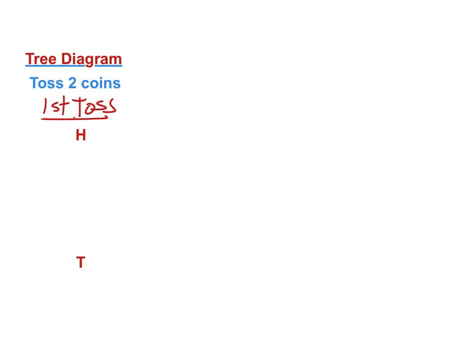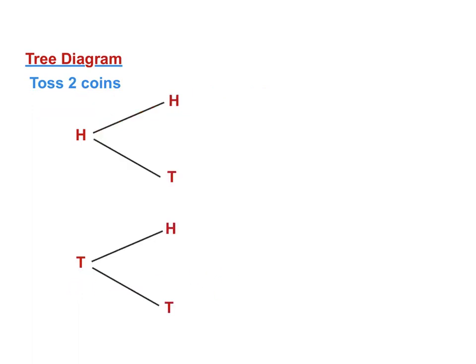Now the second toss filters over to the right. You can do a tree diagram moving downward too, but on this program, since it's sort of landscape, it makes more sense for me to go to the right. For the second toss, for this head, I can have these 2 possibilities again, heads and tails. For this tail, I have 2 more possibilities, heads and tails. So it looks like that.